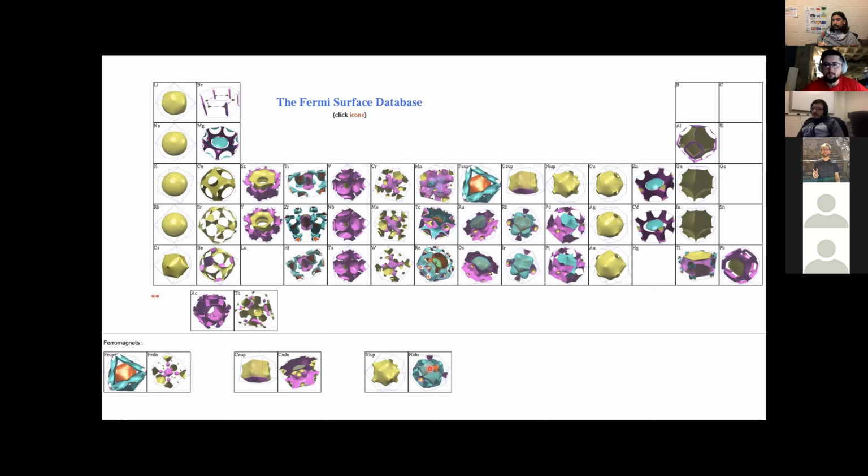Why are some surfaces missing, like lanthanum, or I don't know, silicon? Because they're not metallic. Oh, right. Makes sense. So yeah, semiconductors and insulators look different than this.